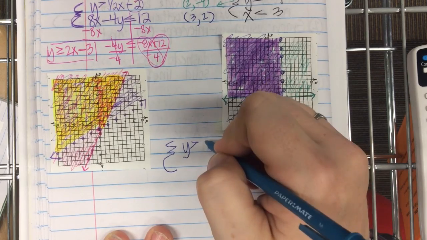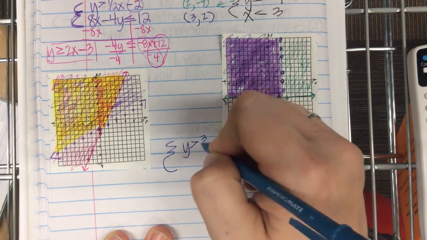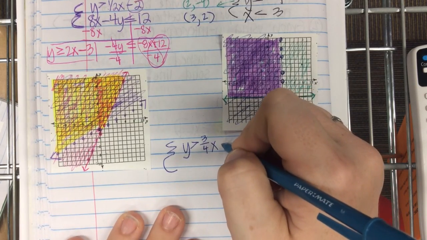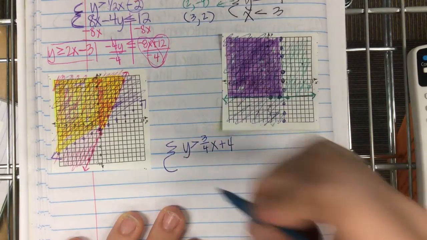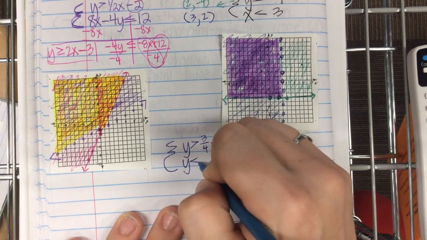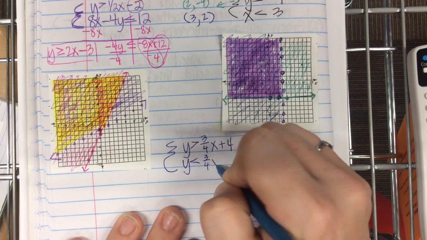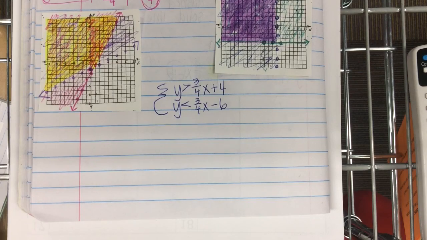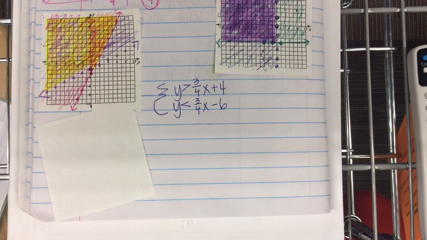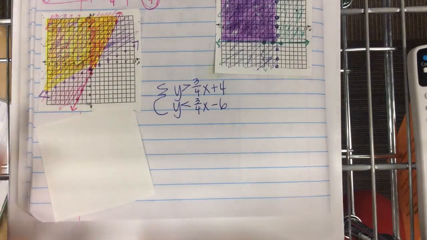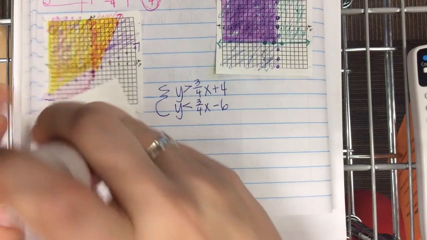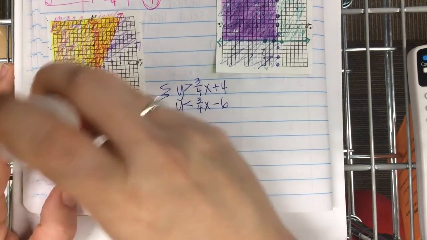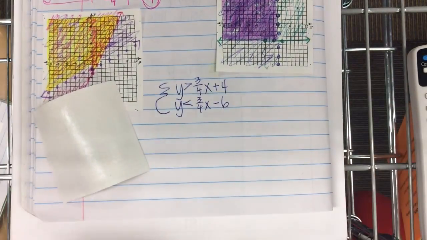All right, one more. y is greater than 3/4 x plus 4. And y is less than 3/4 x minus 6.